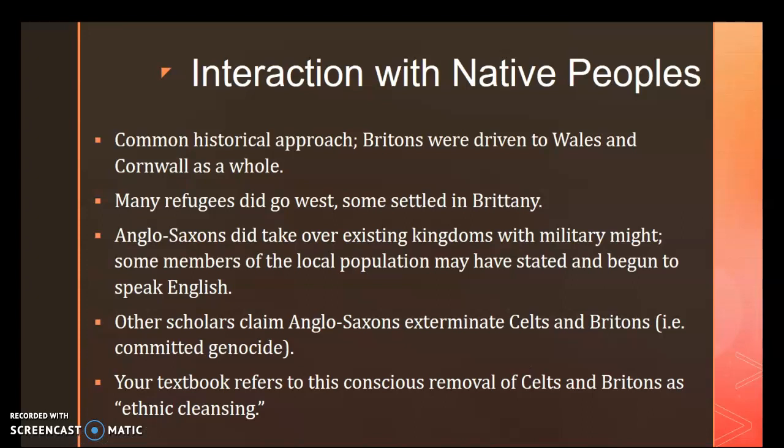Some refugees actually escaped across the Channel to Brittany in France, and this is interesting, given that the Anglo-Saxons would eventually be dominated by Normans, who are basically next door neighbors to Brittany.